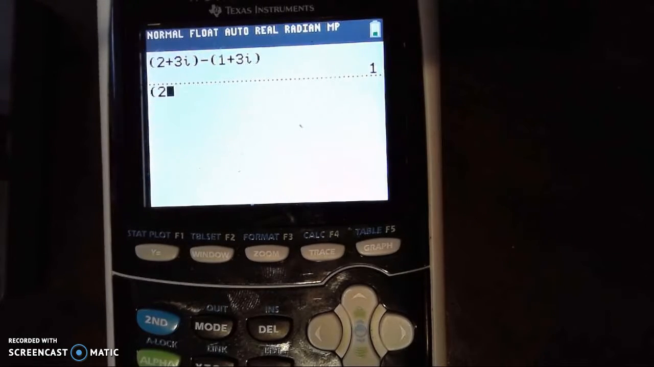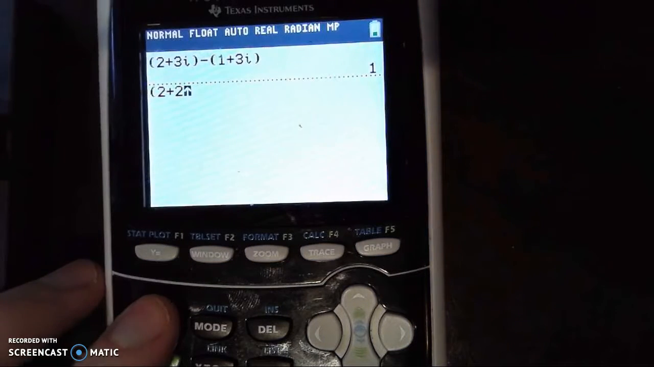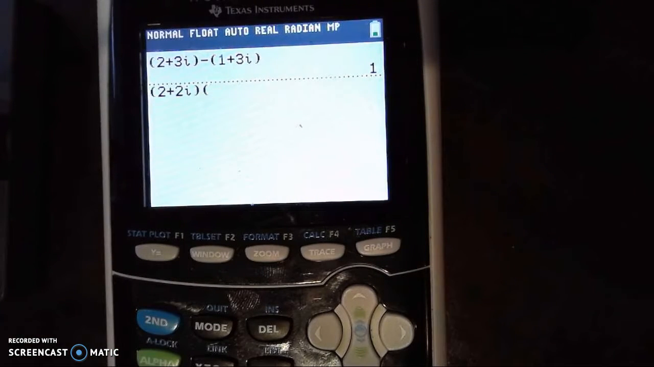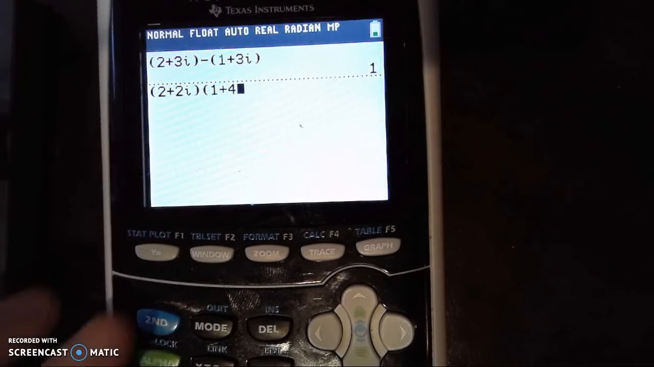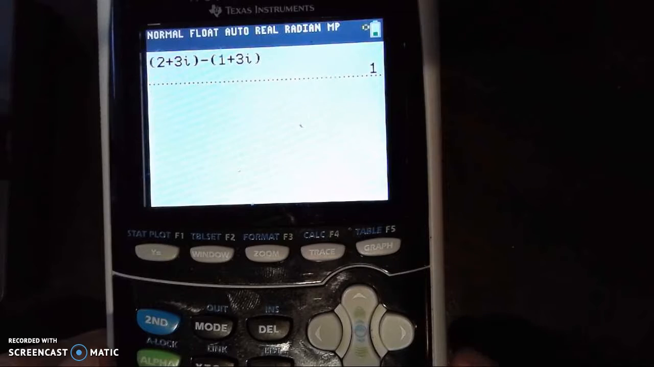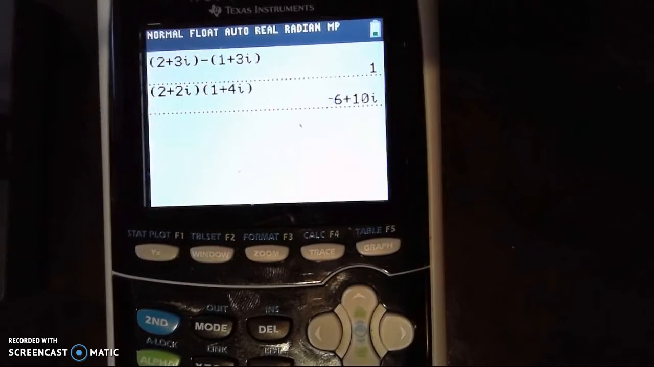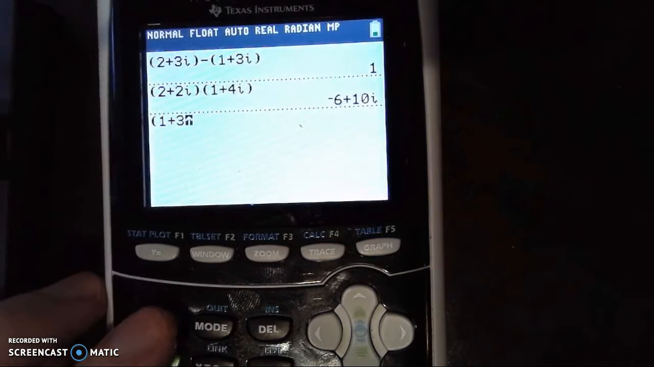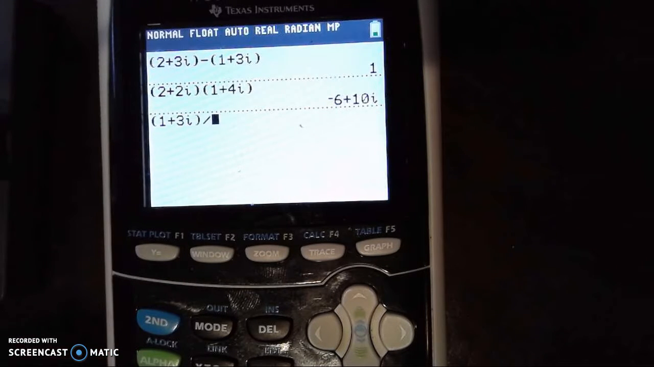I could also do 2 plus 2i times 1 plus 4i. Sorry, I can multiply. Spits out answers. And the infamously difficult division, 1 plus 3i divided by 2 plus 5i.